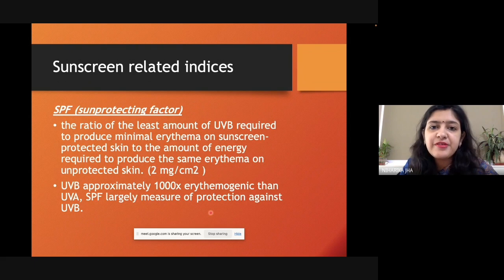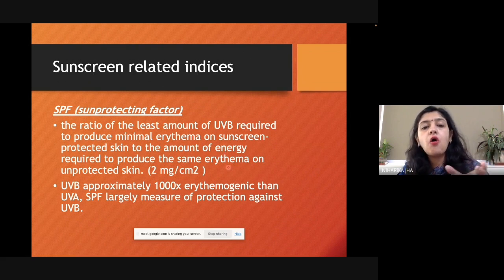When prescribing sunscreen, patients should know about certain indices related to the sunscreen. These include sun protecting factor. What is sun protecting factor? It is basically the SPF that we are talking about. So what is SPF? The ratio of the least amount of UVB which is required to produce minimal erythema on sun protected skin to the amount of the energy required to produce the same erythema on photo unprotected skin.